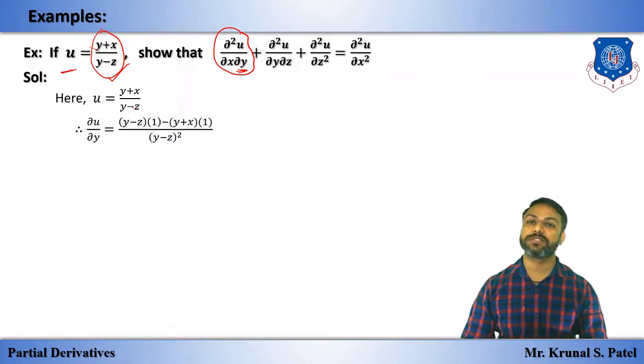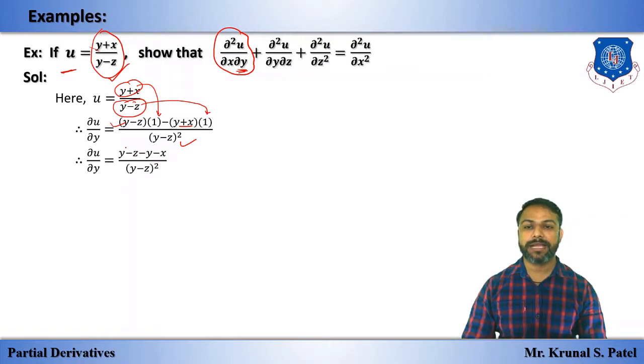Now we want to differentiate with respect to y, and y appears in the numerator and denominator both. So we have to apply the quotient rule, and we know the quotient rule: denominator squared, in the numerator the denominator as it is times the differentiation of the numerator, minus the numerator as it is times the differentiation of the denominator. By simplifying, by opening the bracket, and cancelling y, we get del u by del y is equal to (minus z minus x) upon (y minus z) whole square. This is only del u by del y.